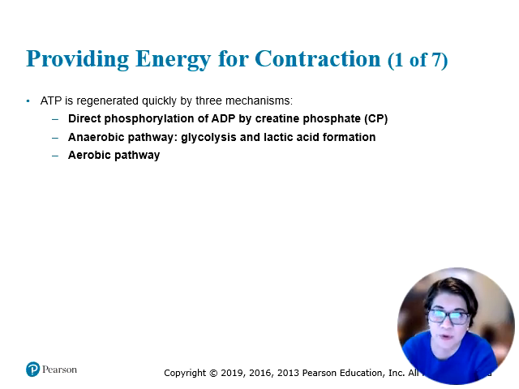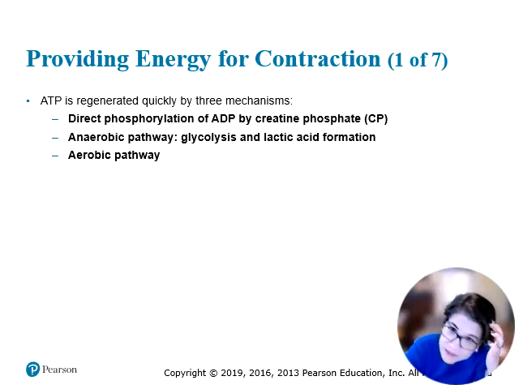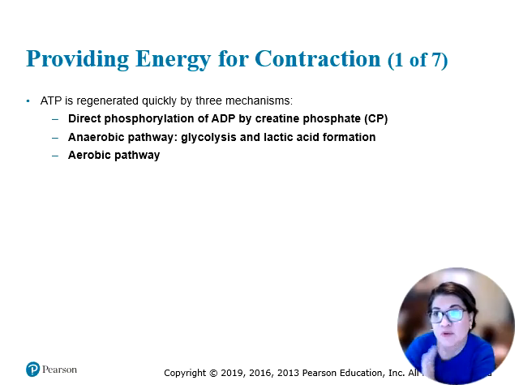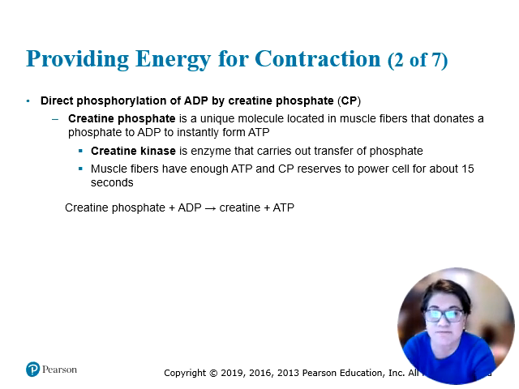There's also an anaerobic pathway when you don't have enough oxygen. That's what anaerobic means. And that's going to cause glycolysis, which is glucose being ripped in half and then producing lactic acid. And then there's an aerobic pathway too that creates the ATP. And aerobic means it uses oxygen, breaking down glucose.